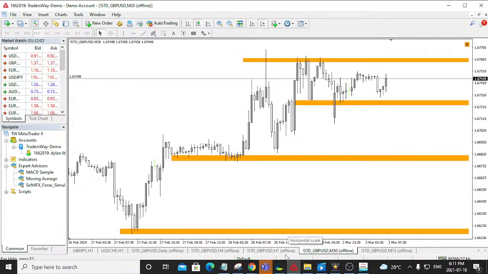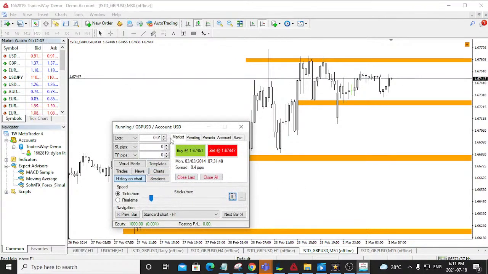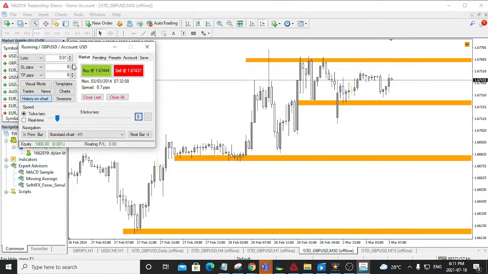So let's check out news and set up trade ideas. So we're trading with a $1,000 balance. We're just going to start off with being aggressive today and looking to trade a 20-cent lot.